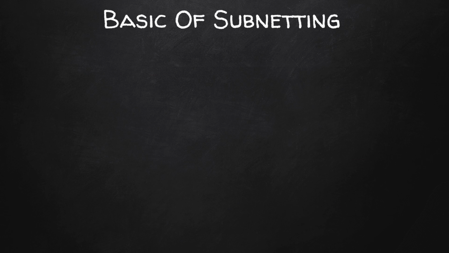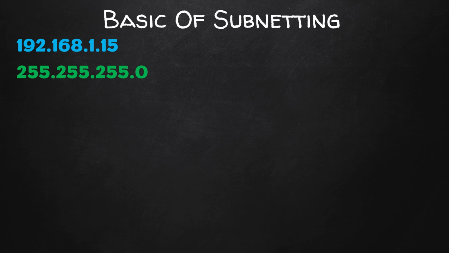Now let's see what is the basic of subnetting. To make you understand this, let me take one IP address which is 192.168.1.15, and this is a class C IP address. So its subnet mask is 255.255.255.0. If you are using this class IP address, you can get a total number of 255 devices, because this is a class C IP address. But all these 255 IP addresses you cannot use, because one IP address will go as a network ID and the last IP address will go as a broadcast ID. So you can use from 1 to 254 IP addresses in this network.